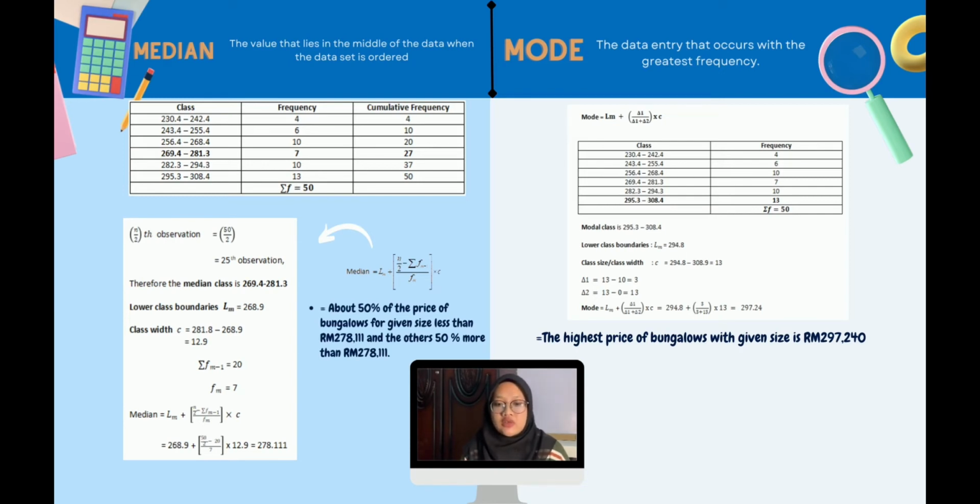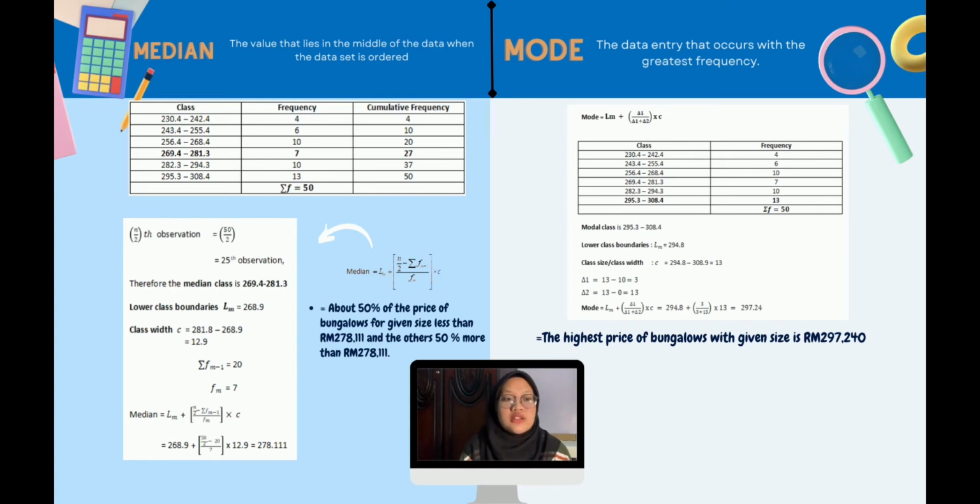The class width is 12.6. After we calculate the median using the formula, we will get 278.111. 50% of the prices of bungalows for the given size are less than RM278111, and the other 50% are more than RM278111.